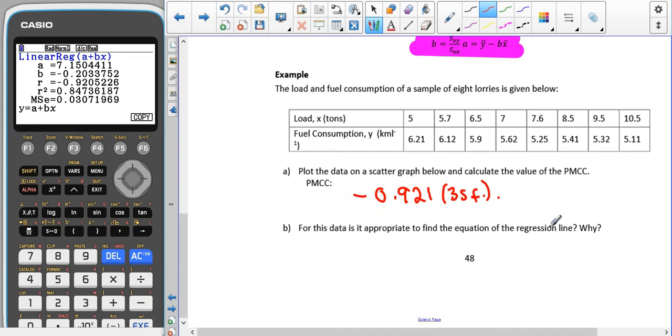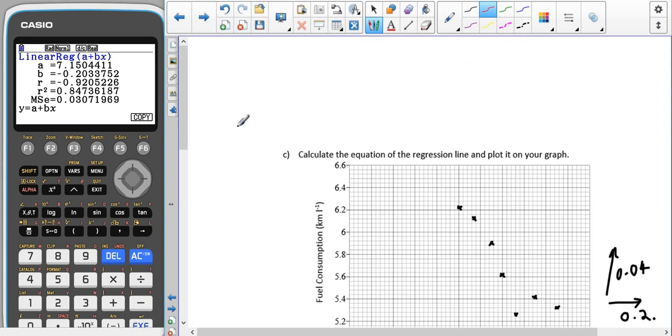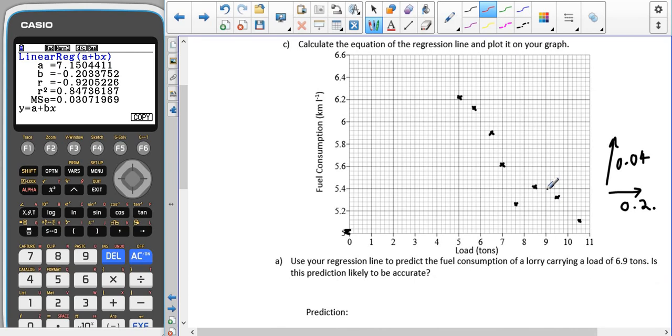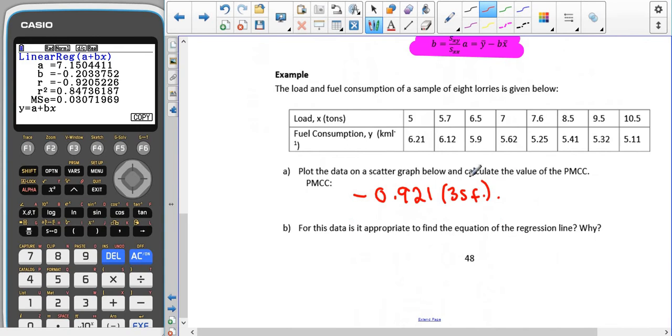So for this data, is it appropriate to use a regression line, and why? Well, in order to use a regression line, we are wanting a linear relationship. If we have a look at the data, it looks like there is a linear relationship going on here. We can see that it's definitely going down. The fuel consumption per kilometre is going down as the load is increasing. And also we have a high PMCC value, which suggests again that we have a strong negative linear correlation. So is the regression line good to use? The answer is yes.